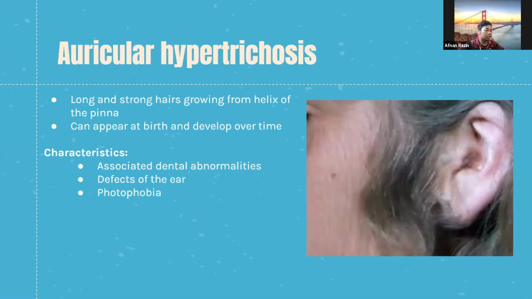And then next is auricular hypertrichosis. This is also a rare disorder that involves growth of long and strong hair from the helix of the pinna of the ear, and it occurs in excessive amounts. This can appear at birth and develop over time. So the characteristics, apart from the growth of the hair, can also present with dental abnormalities, defects of the ears, and photophobia.